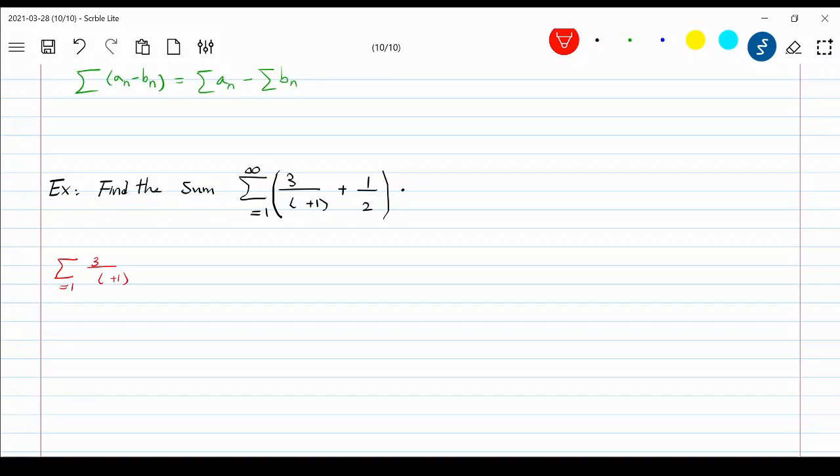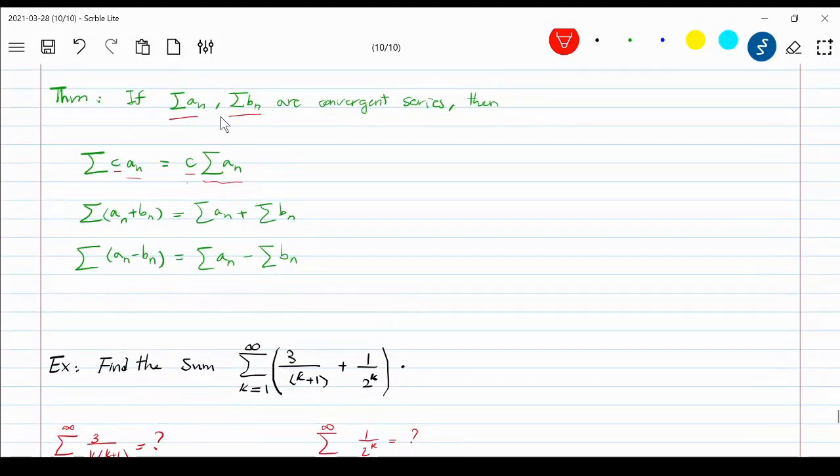Let me change these to k, k, k, and k. Okay, so here you have the sum of 3 over k(k+1), k from 1 to infinity. I want to figure out what this is. Then I will figure out what is the summation of k from 1 to infinity of 1 over 2 to the k, and add up these two, because the summation basically becomes the sum of these two. And this would be only true if each one is a convergent series.